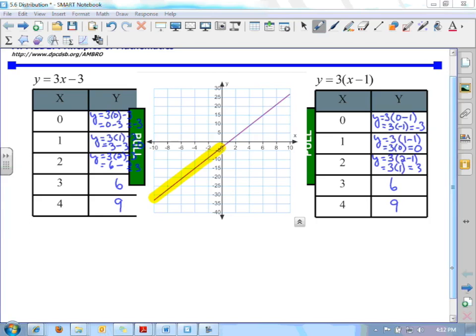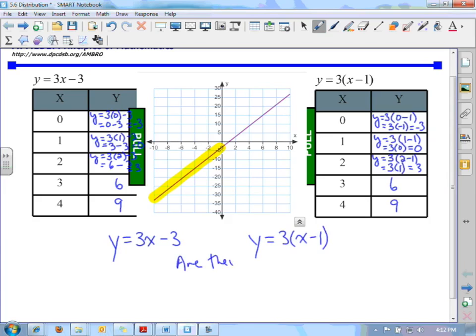So is it possible that y equals 3x minus 3 is the same as y equals 3 times x minus 1? Are they the same? By the end of today's lesson, we should be able to answer that question. Looking at them visually, through the table model and the graphical model, they look to be the same. But in the algebraic model, they look different. So are they in fact the same?